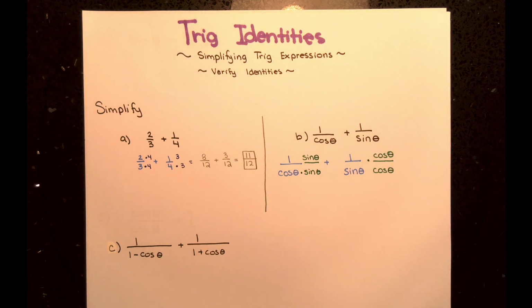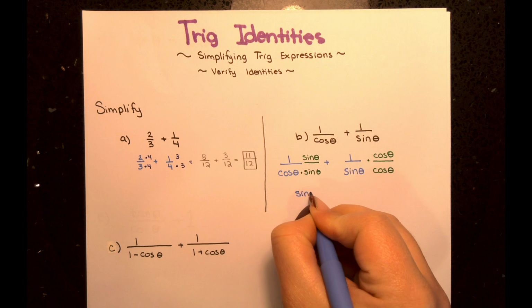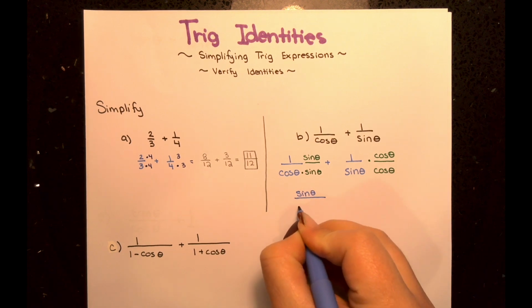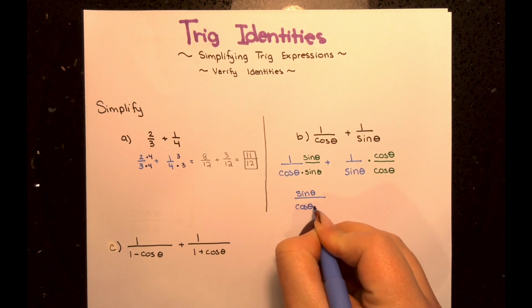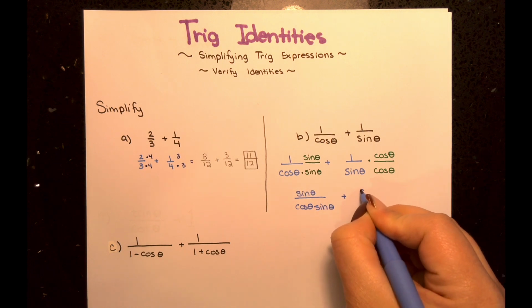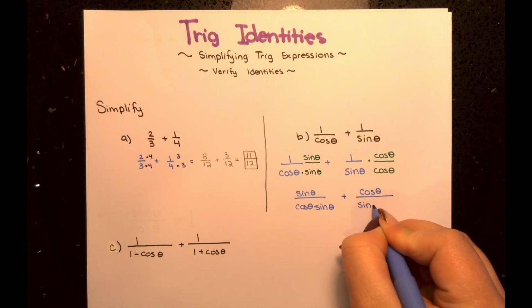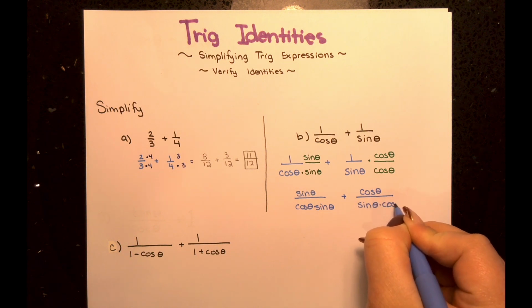Now this is sine of theta, cosine of theta. I tend to not say the theta part. So then we have sine of theta over cosine of theta times sine of theta plus cosine of theta over sine of theta times cosine of theta.